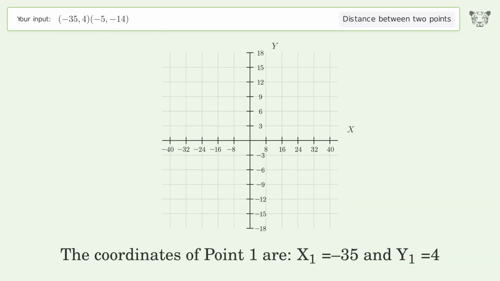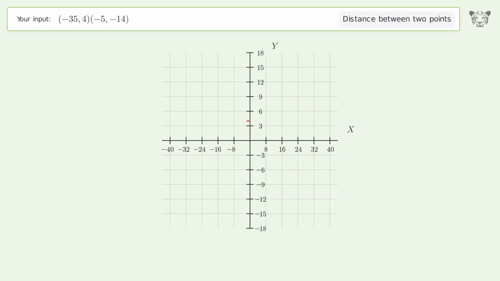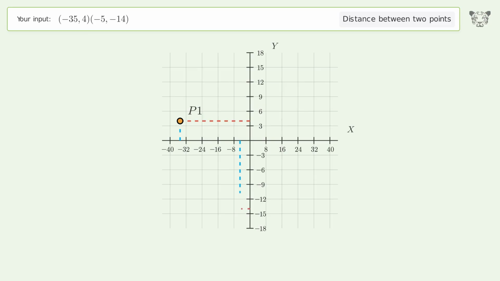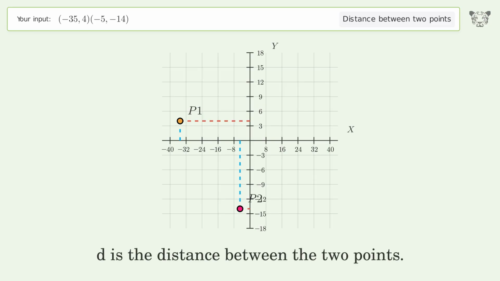The coordinates of point 1 are x1 equals -35 and y1 equals 4. The coordinates of point 2 are x2 equals -5 and y2 equals -14. D is the distance between the 2 points.